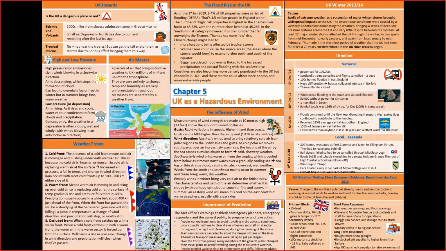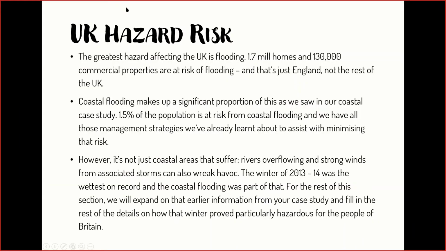Okay, so the UK as a hazardous environment does overlap with coasts, but let's talk through how the UK is a hazardous environment and the kind of hazards that it gets. So, we don't tend to get hazards such as volcanoes and earthquakes. We're a long way away from a plate boundary. In fact, the closest would be the Italian Greek one. But we do have flooding as our major hazard risk.